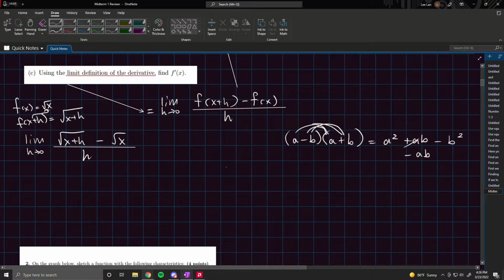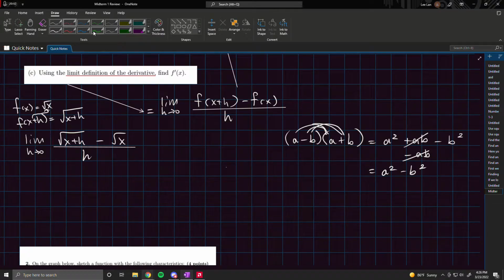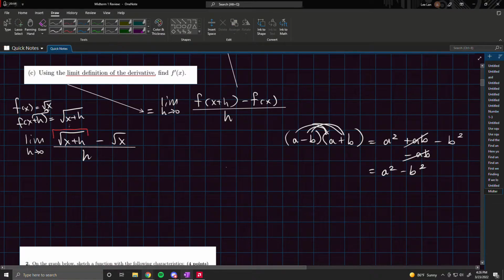And what's cool is that the middle terms go away, and I get left with a squared minus b squared. So why is this useful? Well, if you look at our a right here, this whole thing, and we call that a, and this b, well then a squared will be root x plus h quantity squared.